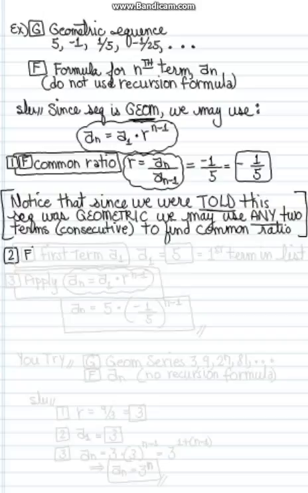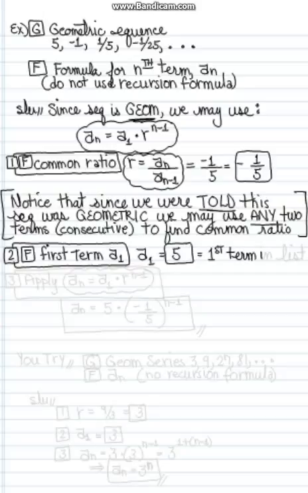Now we need to find the first term, a sub 1. Then we'll plug that value into the formula for a sub n. A sub 1 is just the first term. So look at the list they gave us. A sub 1 is equal to 5. That's the first term on the list. Okay, we have everything we need to use the formula for the nth term.